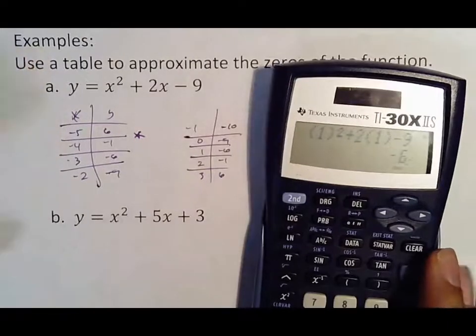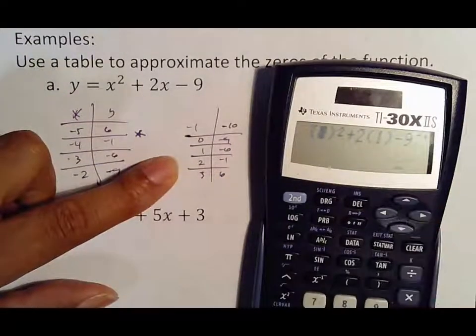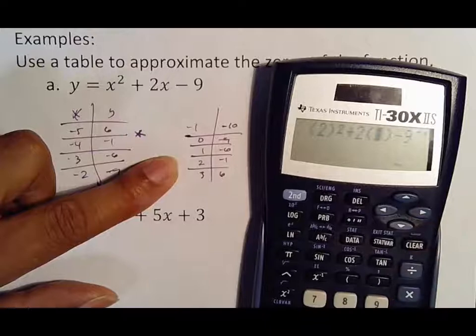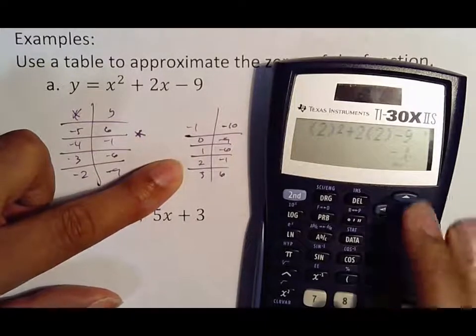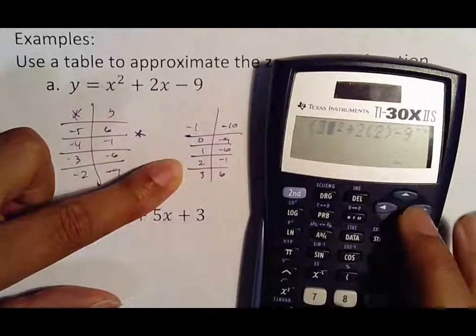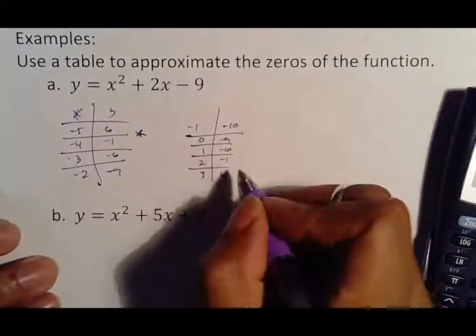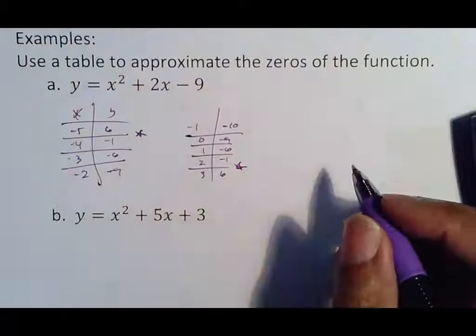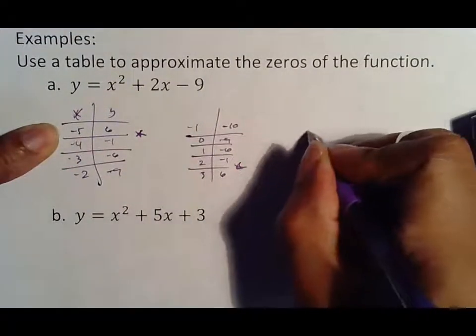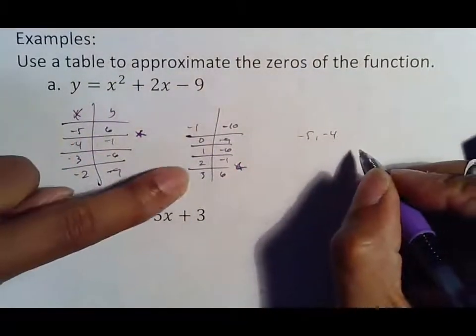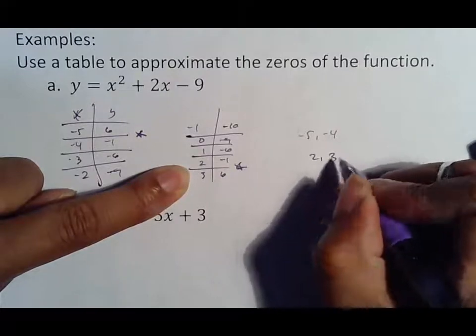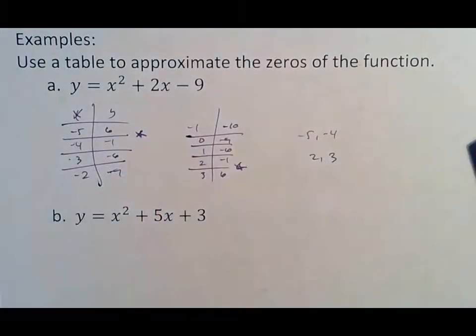Notice that my answer was right, which is negative 6. Turn this into a 2. I get the negative 1. Turn this into a 3. And I get the answer of 6, which means there's my two parts. So you would answer this as between negative 5 and negative 4, and between 2 and 3. Those are your two answers.